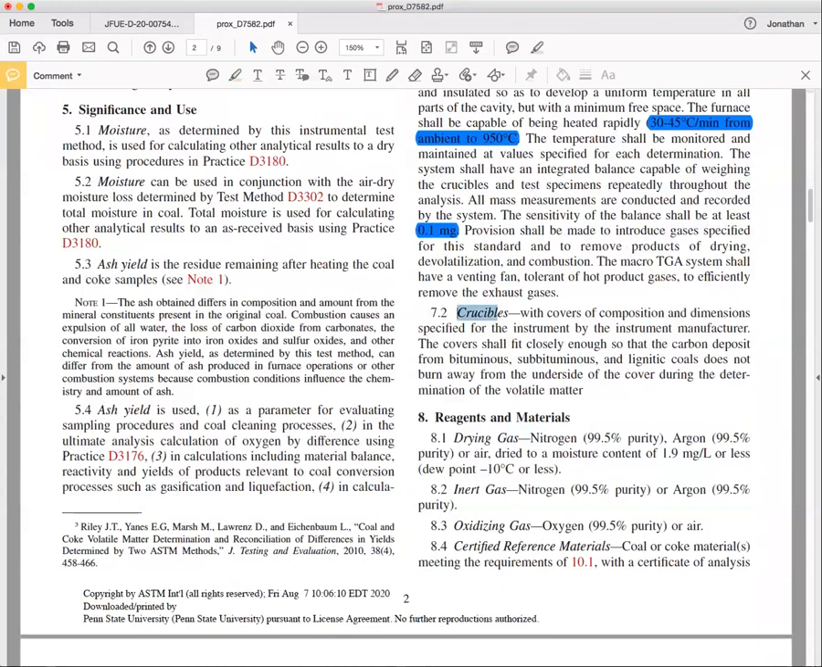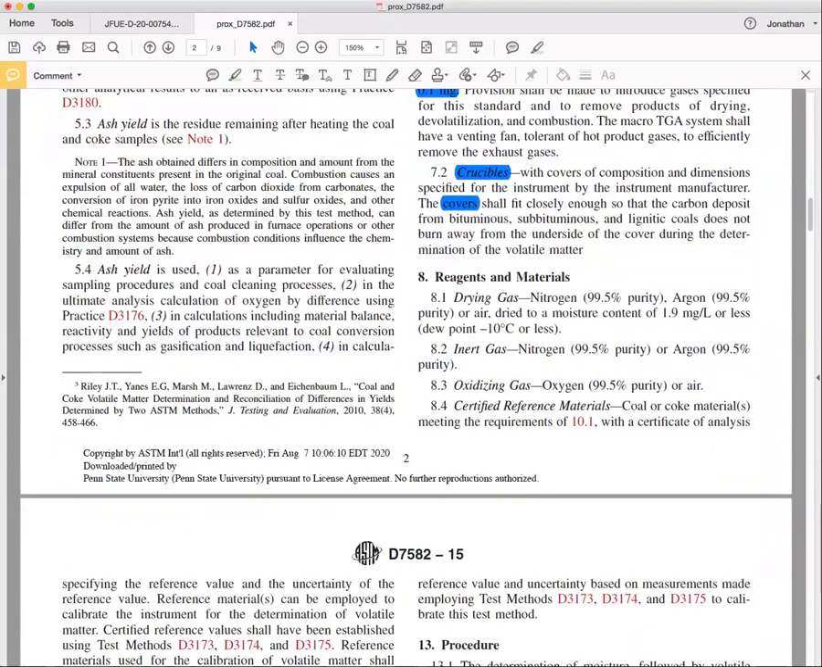Language: they're not cups, they are crucibles. And you want to be using that terminology. Covers, again, you want to use that terminology. All the gases here are 99.5% purity. For ultimate, we'll use a higher level of purity.